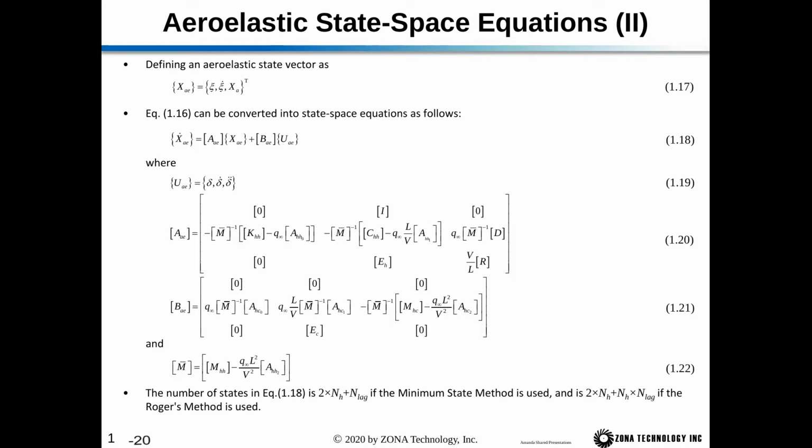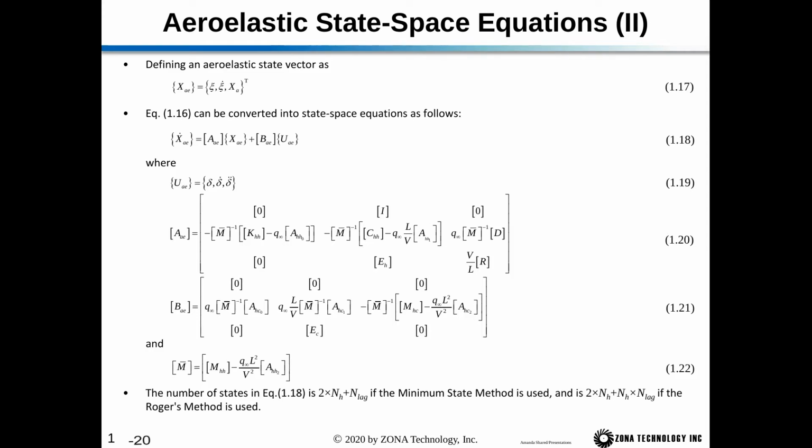Next, we define an aeroelastic state vector XAE, which is made up of xc, xc dot, and xa. Now, equation 1.16 on the previous slide can be converted into the state space equations, where x dot ae is simply A x plus B u, where our u is delta, delta dot, and delta double dot, and then AAE and BAE are given in equations 1.20 and 1.21. We have a new term here, m bar, and m bar is given in equation 1.22.